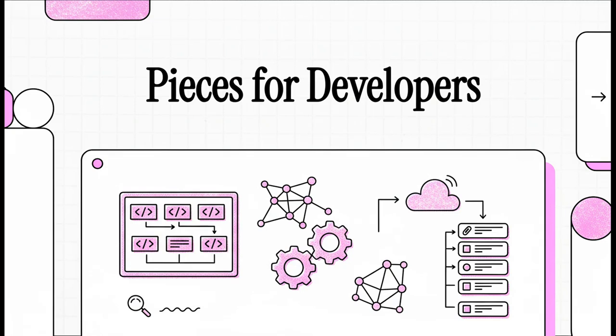All right, today we're going to dive into a tool called Pieces for Developers. It's a really interesting AI-powered tool that's built to solve one of the most annoying problems in coding, just losing stuff. We're going to break down exactly what it is, how it works, and who it's really for.